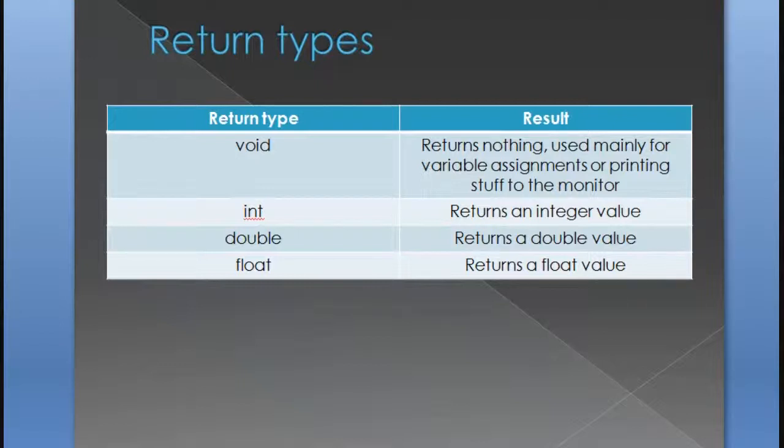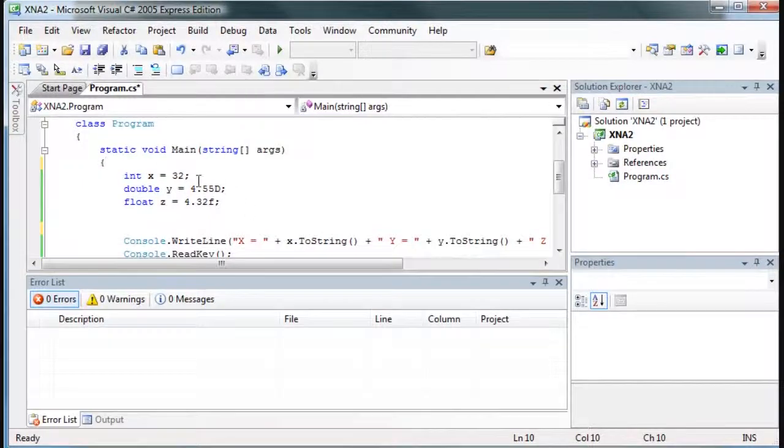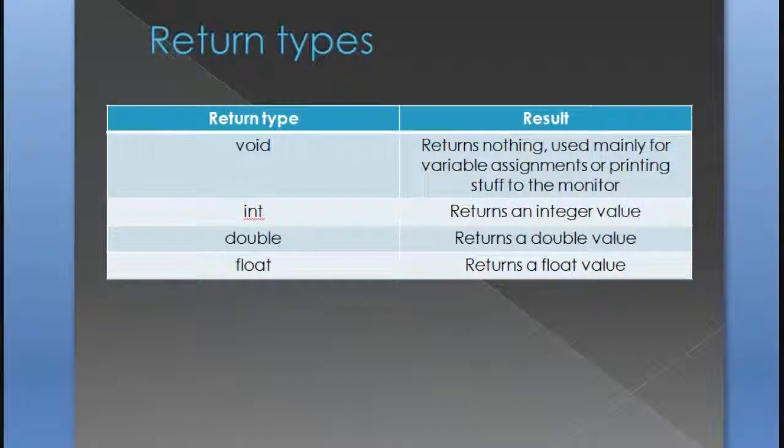You can have int, double, float, boolean, decimal, byte, string, program even, because I made a class called program. That can be a return type too. So these are just the very basic and most common return types.